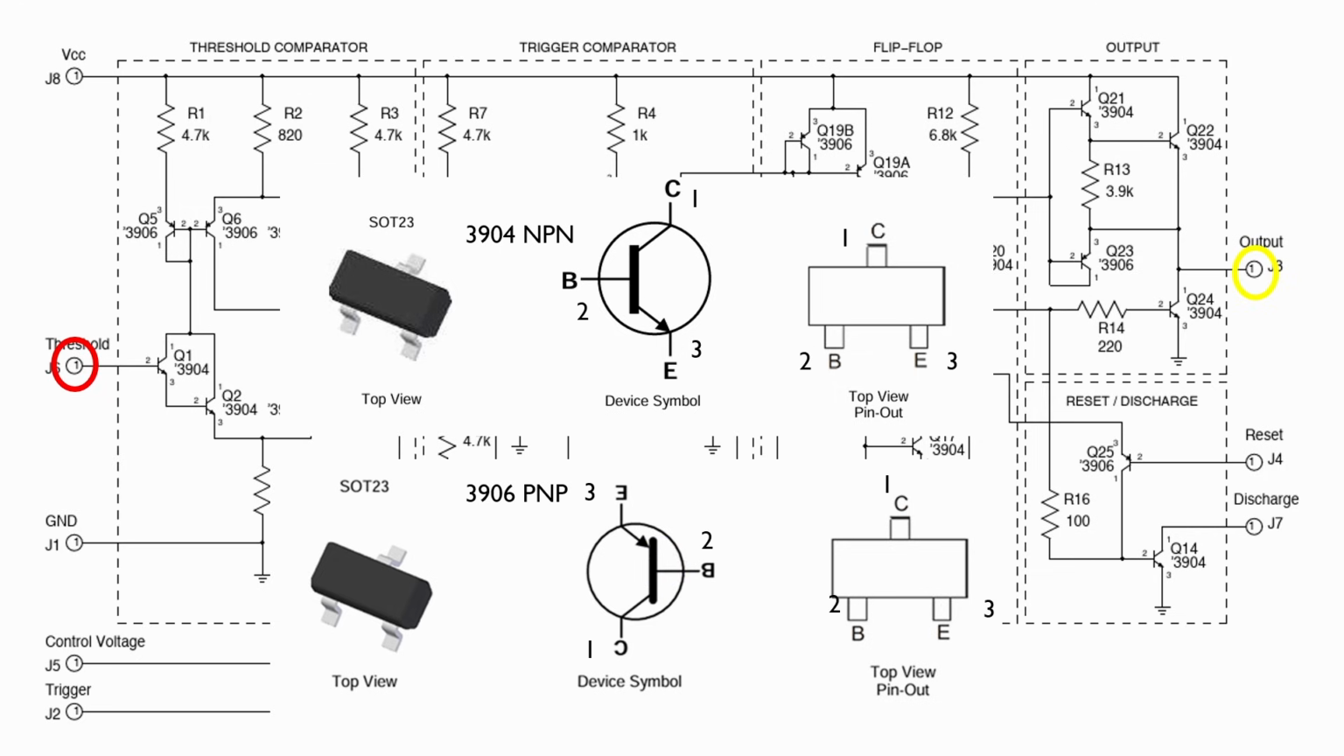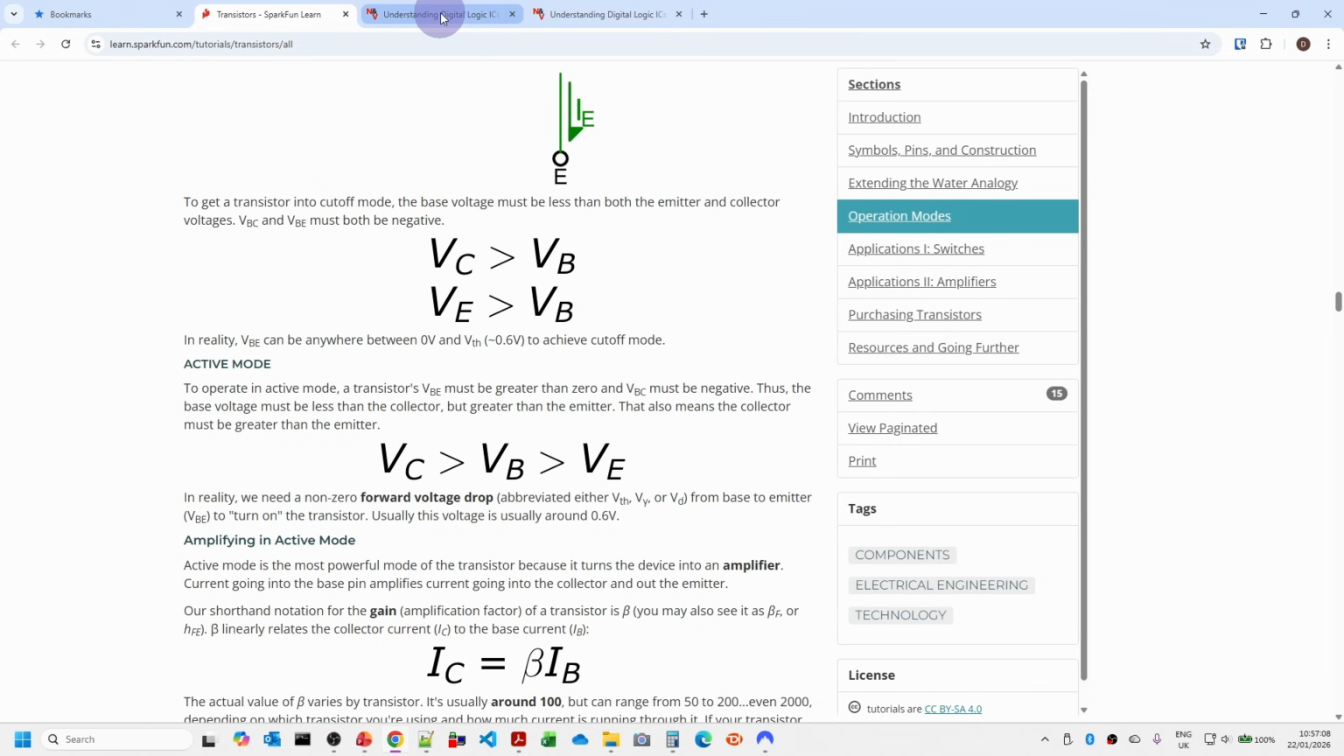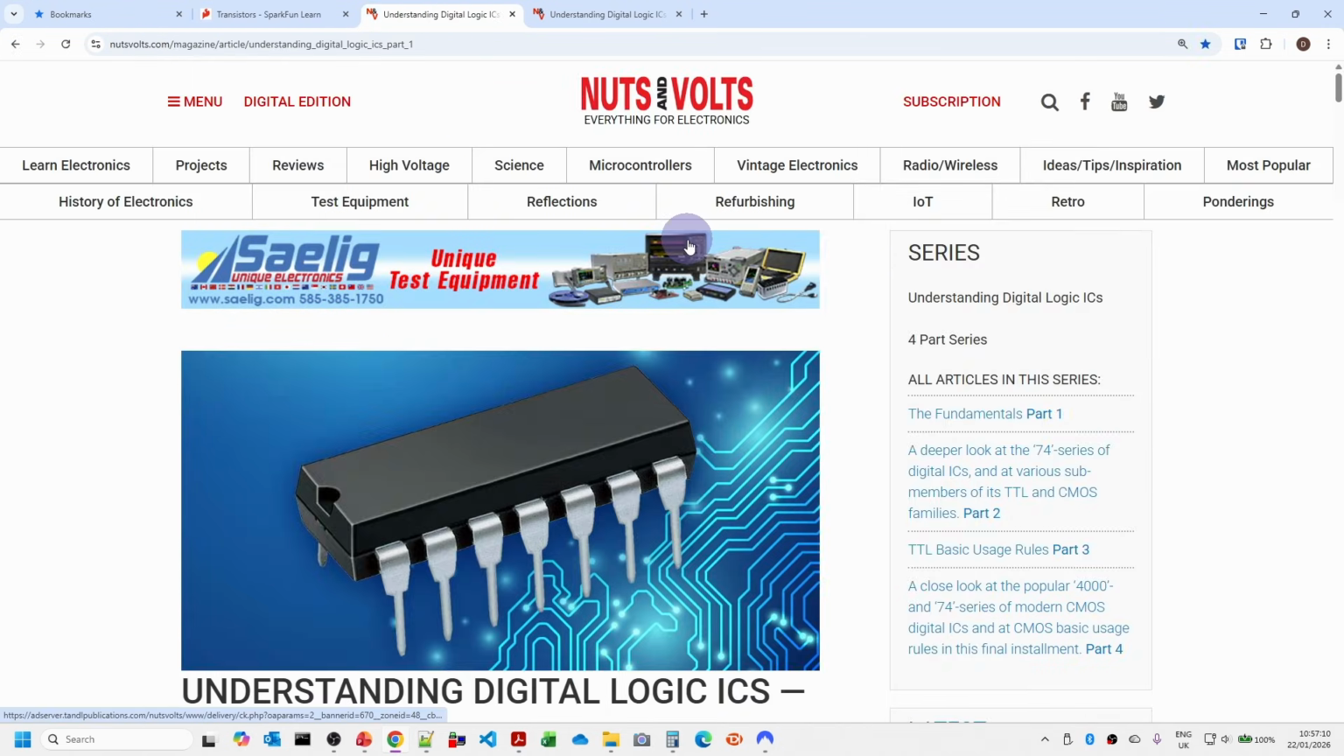So before I launch into the different types of logic gates, I was just going to go through this other site. This is probably the best site I've ever come across for understanding digital logic ICs, and it's a 4-part series, Nuts and Bolts magazine. I'll include the link in the description below. I'm just going to quickly flick through a few bits here, and then we're going to go into some diagrams and into a bit of detail about how these logic chips actually work.